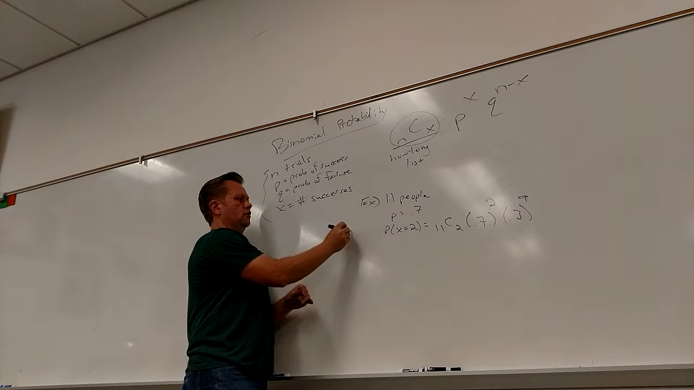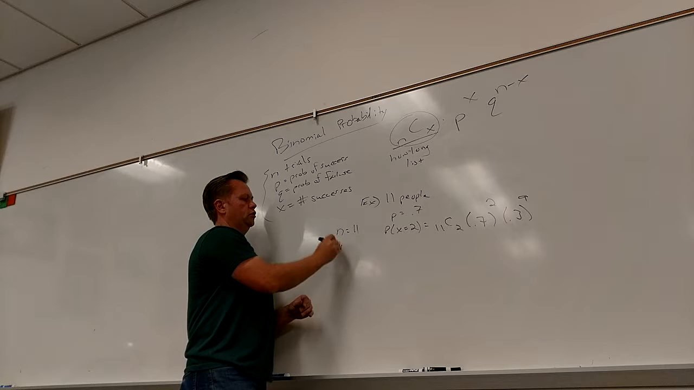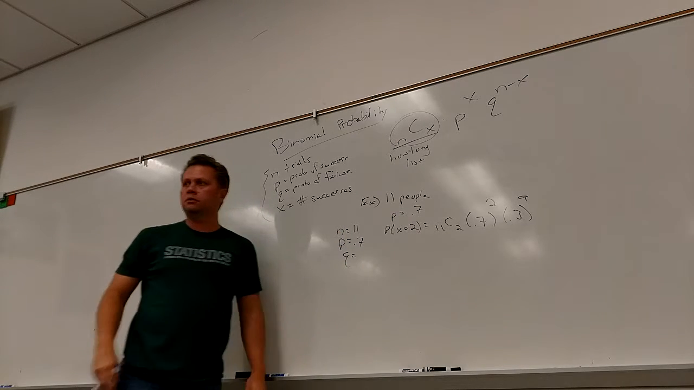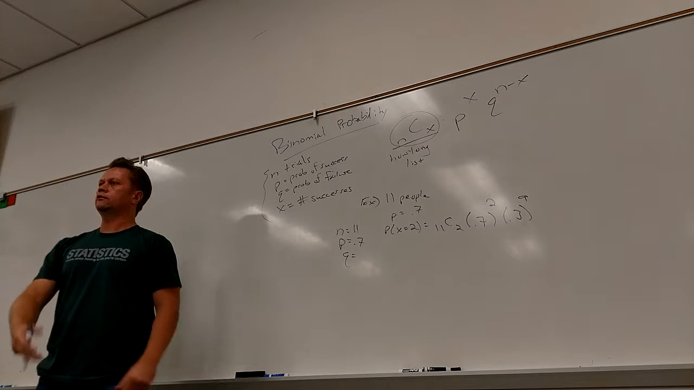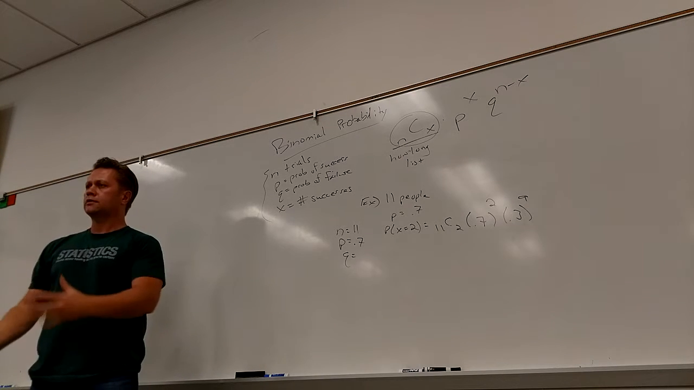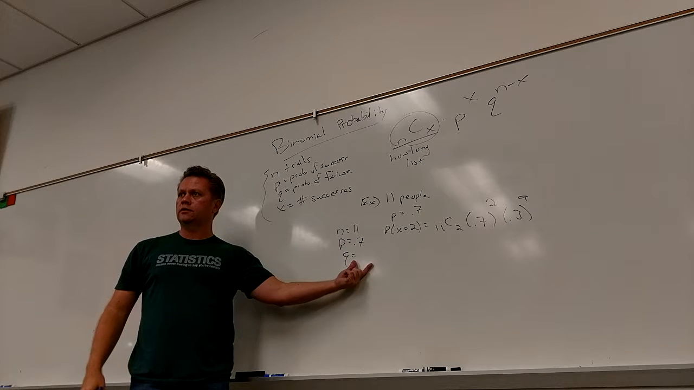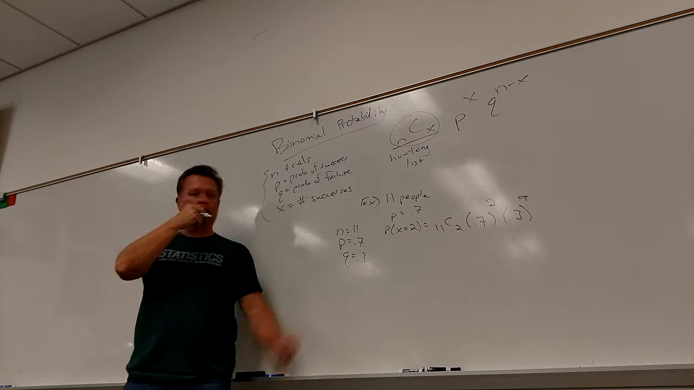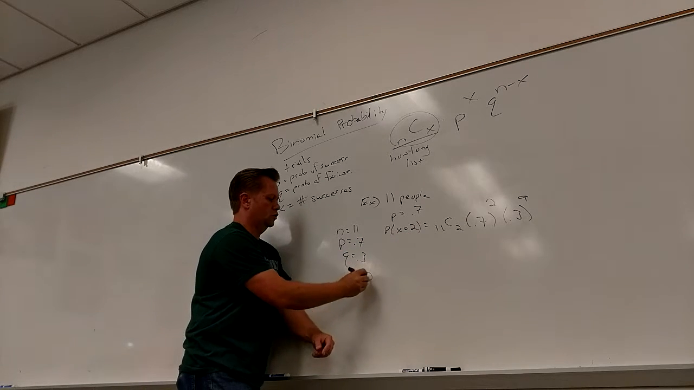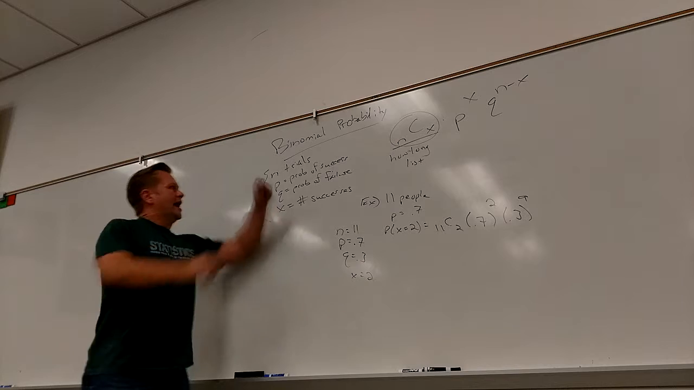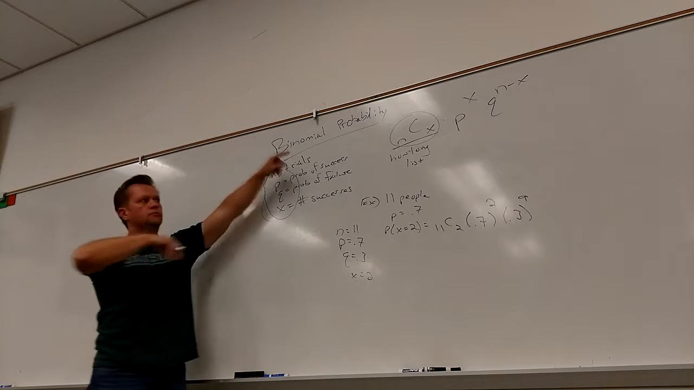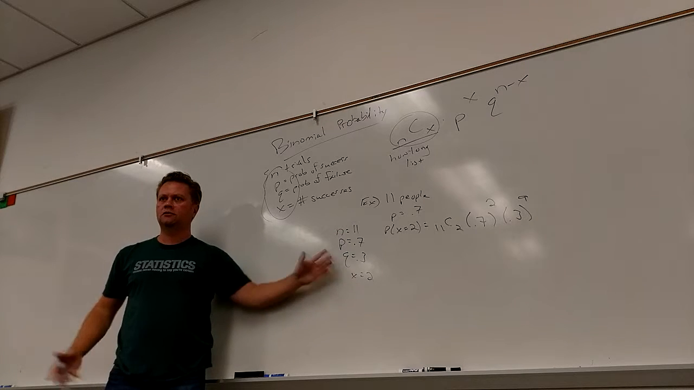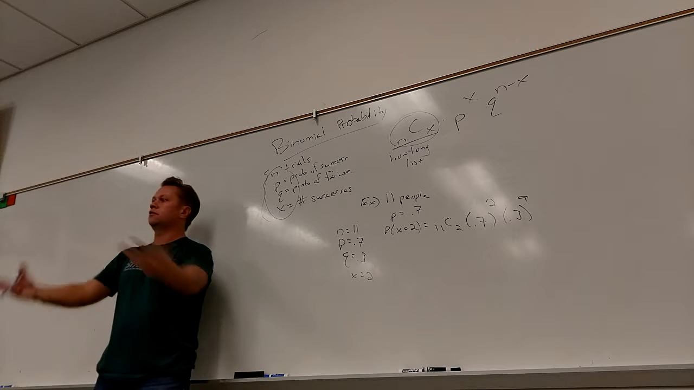I need to know N. Well, N is 11. I need to know P. Well, that's 0.7. They don't have to tell me Q as long as they tell me P, because Q is the opposite of P. So what would Q have to be? The rest. If P is 70%, Q has to be 30%. I love it. And in this case, I want 2 successes. So I highly recommend that when you get a problem involving a binomial situation, you identify these things before you set up any equations, because that's the stuff you're going to have to plug in.